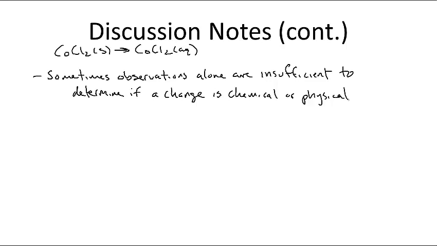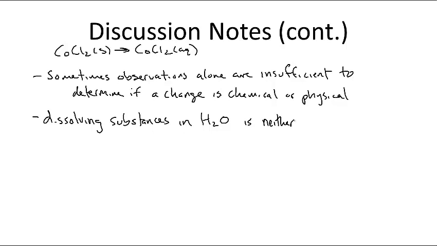So, dissolving substances in water is neither chemical nor physical exactly. It doesn't really fit into either category perfectly because you are breaking ionic bonds in this case. But if you boil off the water, you'd get the same thing right back. So you're not really changing the properties so much. So anytime you have something dissolved in water, it's neither chemical nor physical exactly.